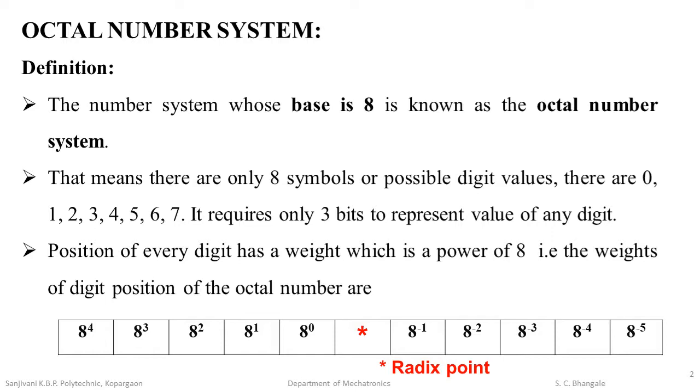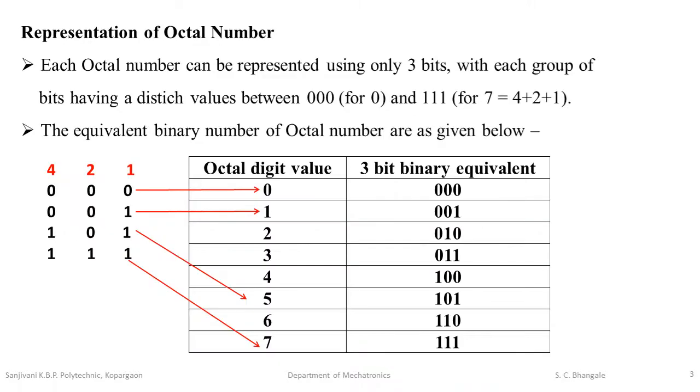The star point indicates the radix point, or we can say it is an octal point. So for the integer part, we can write 8 raised to 0, 8 raised to 1, 8 raised to 2, etc. And for the fractional part, we can write 8 raised to minus 1, 8 raised to minus 2, 8 raised to minus 3, etc.